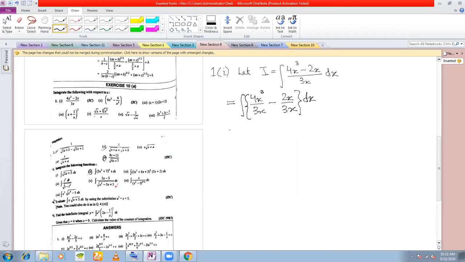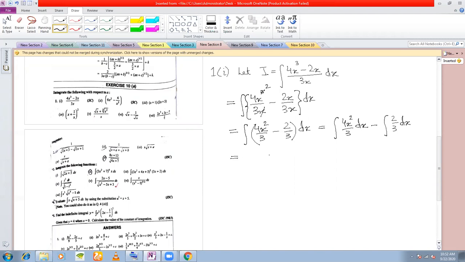So what will happen here is 1x will cancel here. We are left with integration of 4x square by 3 minus 2/3 dx. Okay, so this will become integration 4x square by 3 dx minus integration of 2/3 dx.